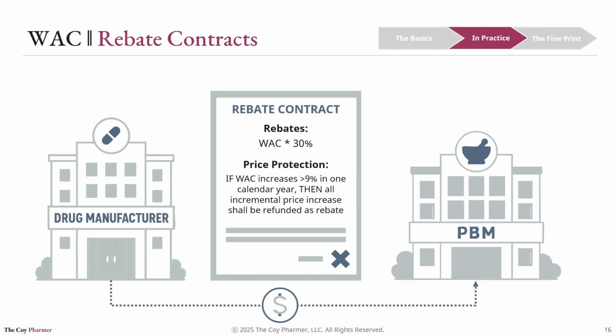So the PBM or plan sponsor might say in the contract, if the WAC increases greater than somewhere in the 5 to 9% range in a calendar year, then all incremental price increases should be refunded as rebate. So this can protect the PBMs or plan sponsors from sudden hikes in WAC.